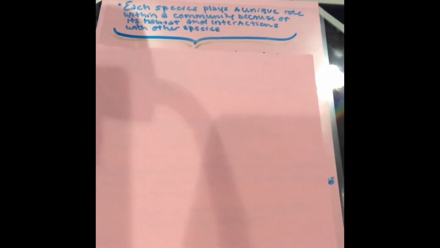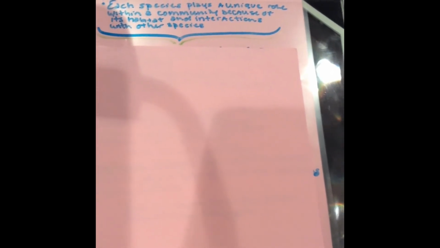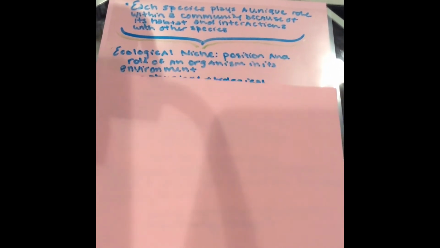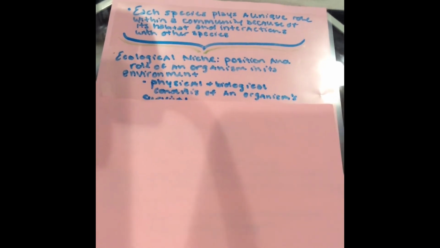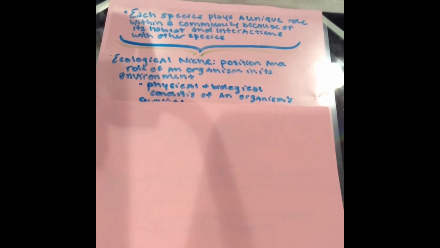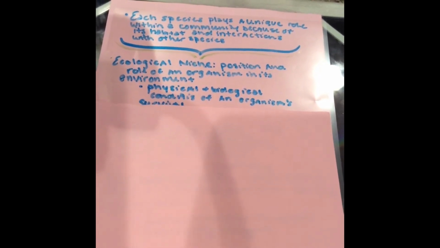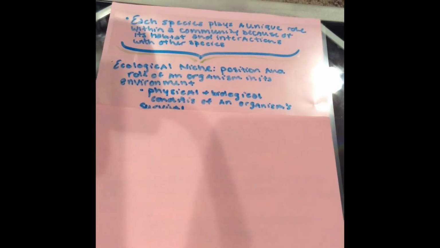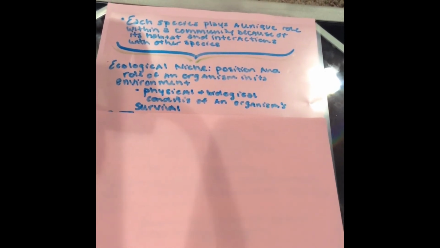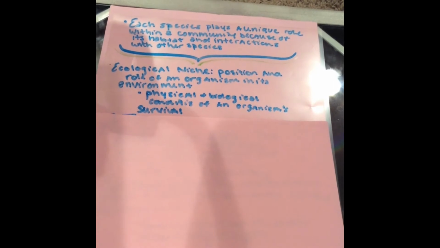It is also important to recognize that each species plays a unique role within a community because of its habitat and interactions with other species. This job is often classified into a species' ecological niche, which is a term used to describe the position and role of an organism in its environment. An ecological niche includes the physical and biological conditions of an organism's survival.